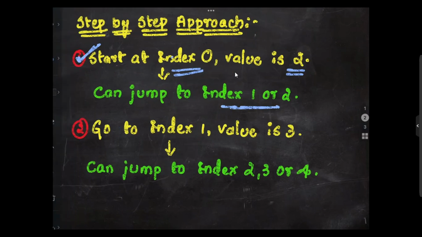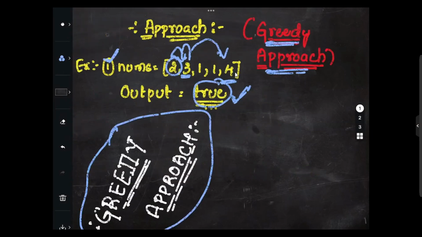We know this one, right? So we will go to index 1. The value is basically 3, so from here we can jump to index 2, 3, or 4. So we have come here.